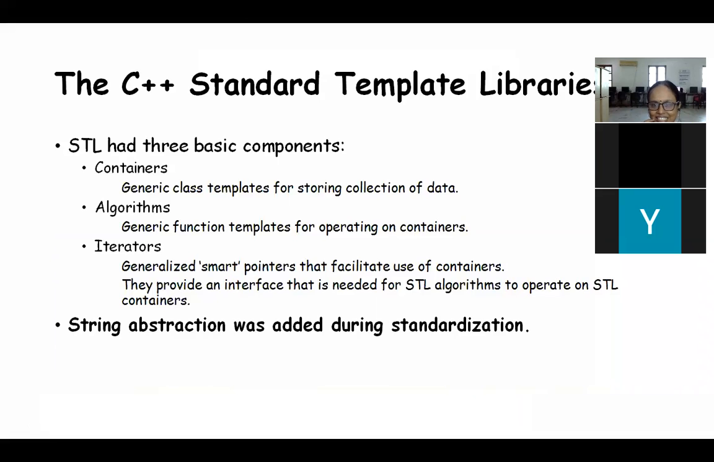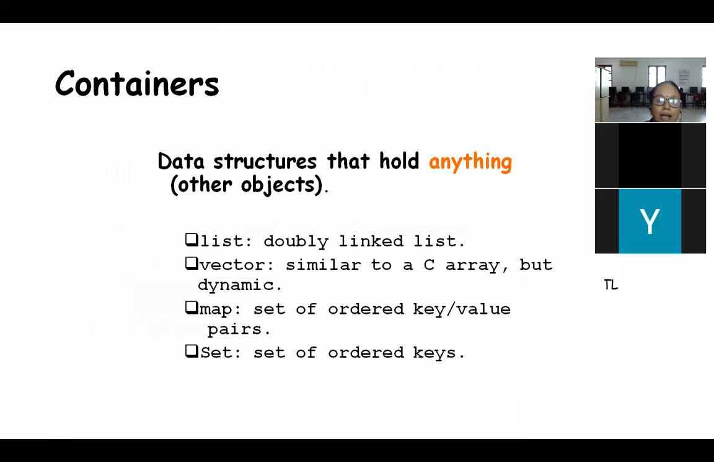Now, the C++ Standard Template Library. Again, the main thing they were saying is string abstraction, the best example they are giving. Here in containers, we are talking about holding the data. What objects are needed? List, vector, map, set. List is a doubly linked list. Vector is like an array, but it is dynamic. We all know what the dynamic functions in C are.